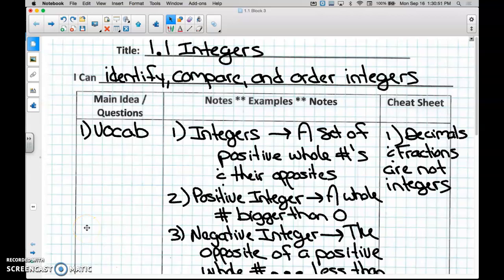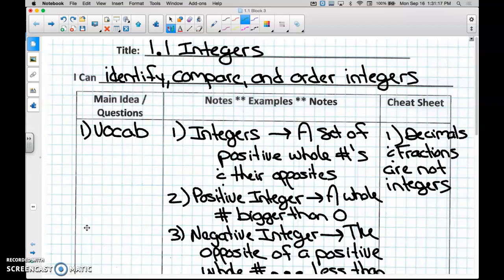1.1 Integers: I can identify, compare, and order integers. Excellent. Do you guys think you're fairly decent at identifying what an integer is now? Yes. Do you think you can compare them? Yes. And do you think you can maybe put them in order from smallest to biggest or vice versa? Yes. Okay, so we're going to do a homework assignment later on to practice that, but after watching this video, hopefully you're like, oh, I'm so good at this, it's not even funny.